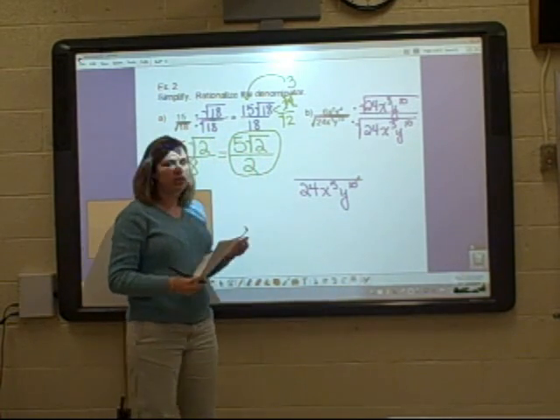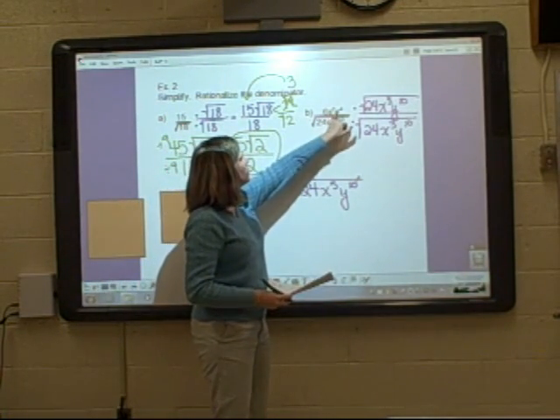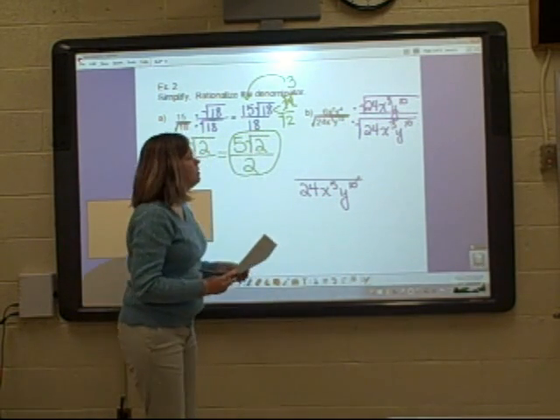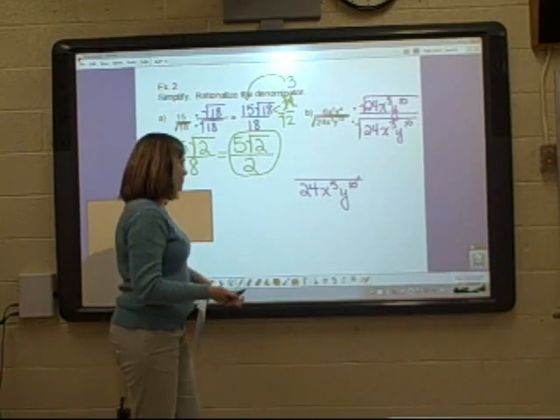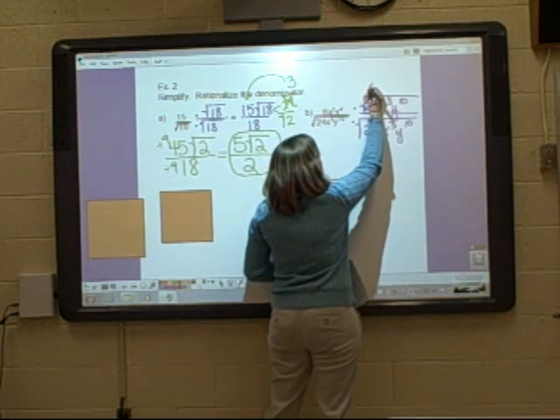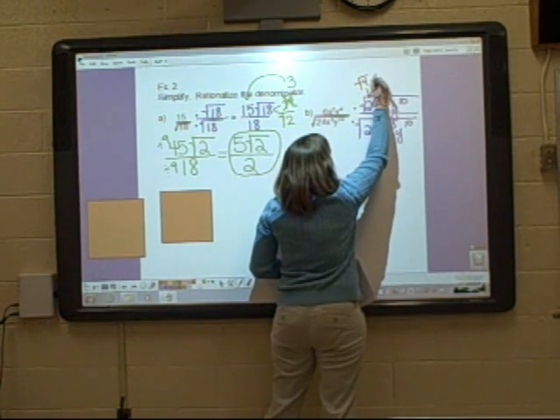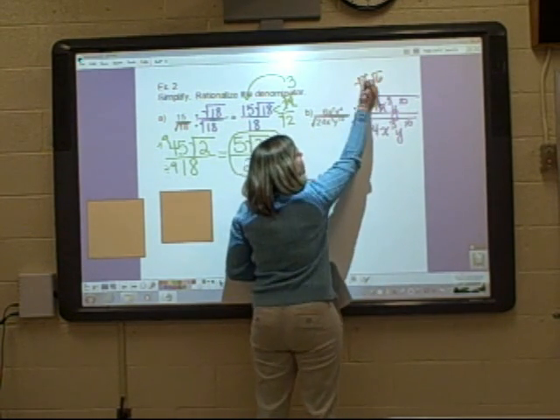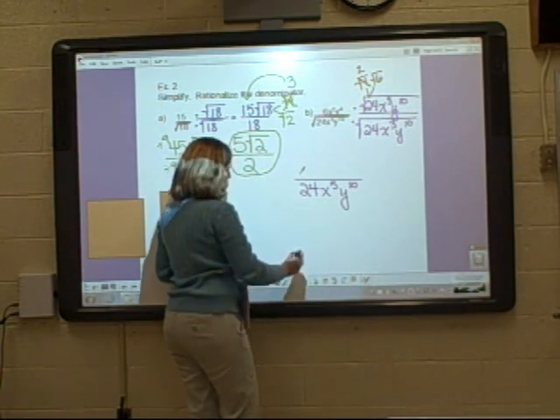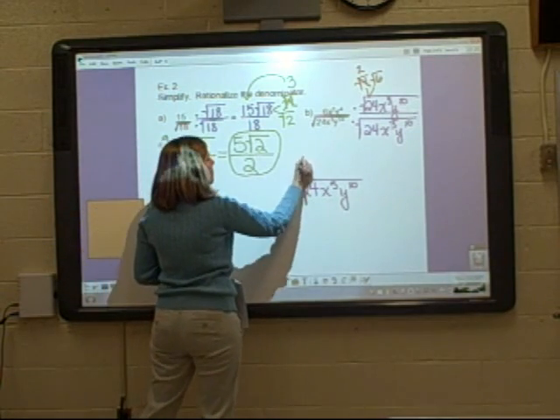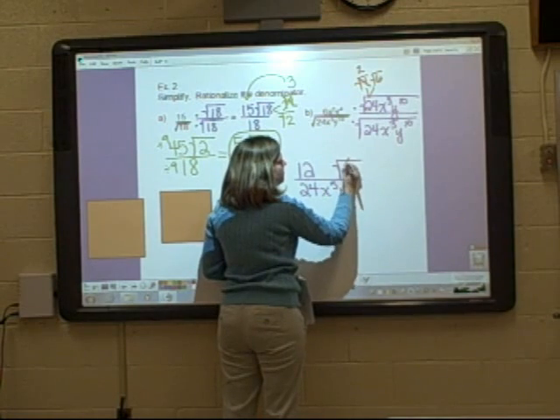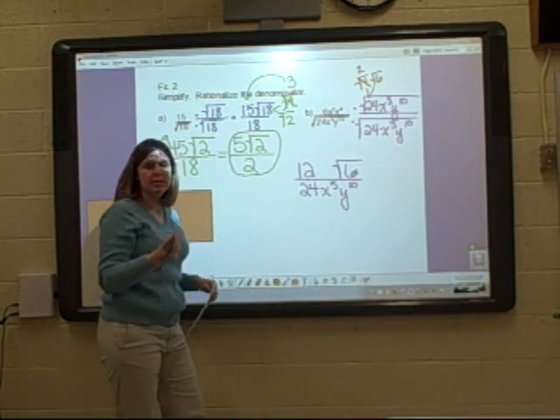Now my numerator looks kind of complicated. I've got 6x squared y to the 4th times the square root of 24x to the 3rd y to the 10th. So I definitely need to do some simplifying here. 24 can be broken down into square root of 4 times the square root of 6. The square root of 4 is 2, so I'm going to take my 2 times my 6, which is 12, and I still have 6 under the square root sign.